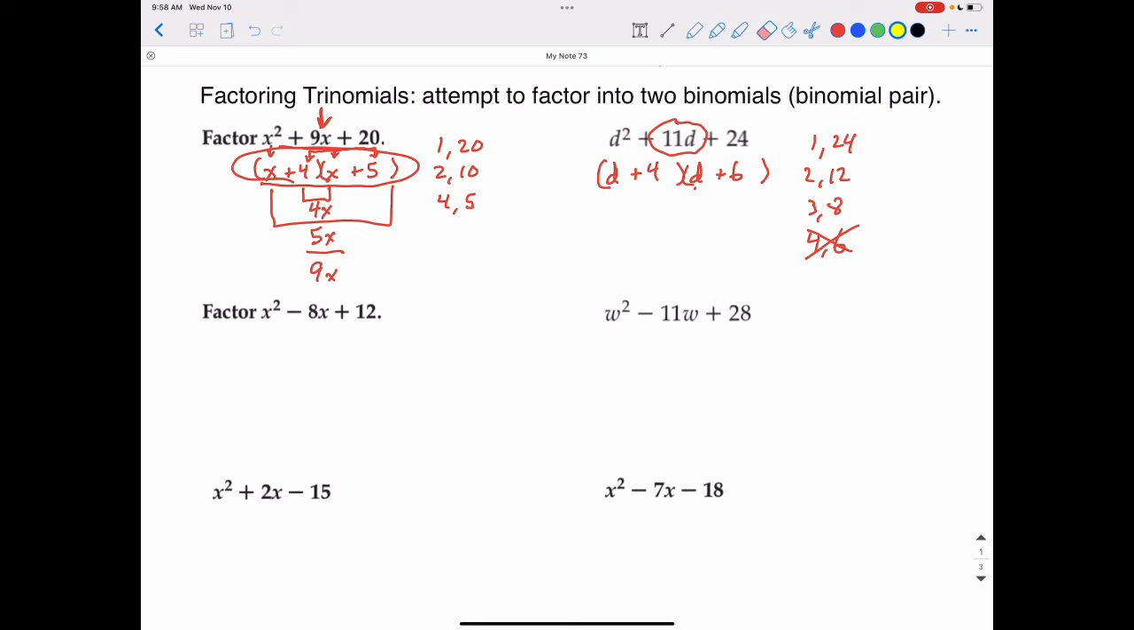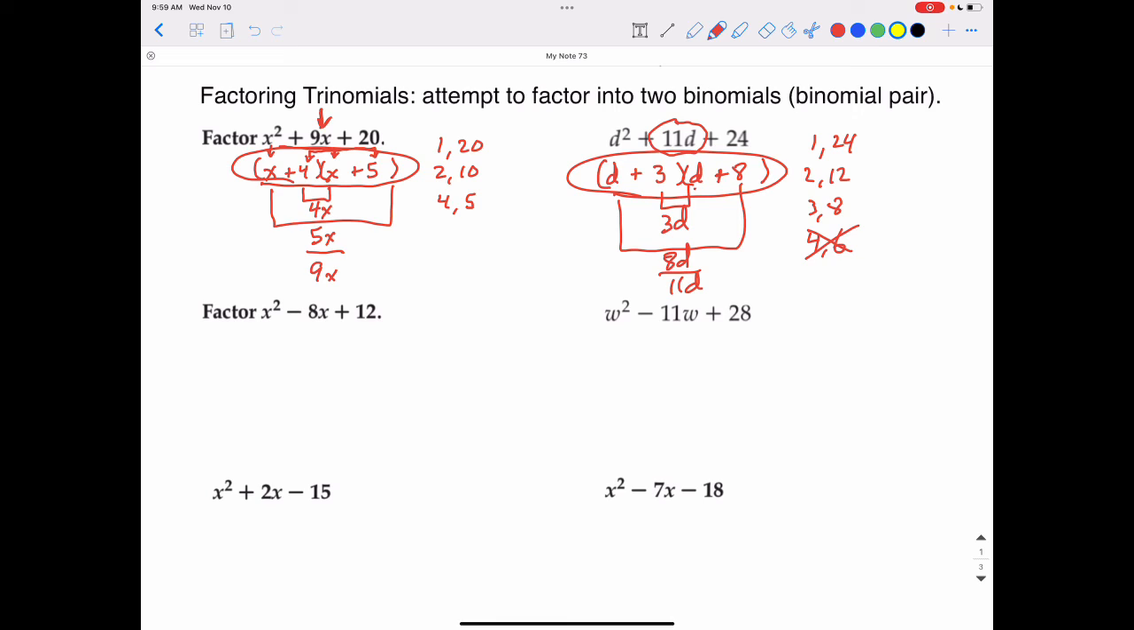Let's try maybe 3 and 8. So I put in a 3 and an 8. Inside is 3d. Outside is 8d. And that does add up to 11d. So d plus 3 times d plus 8 is the correct factorization.